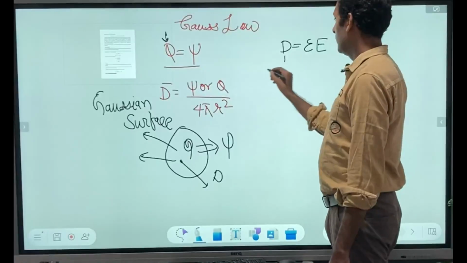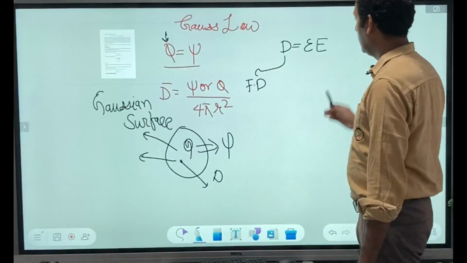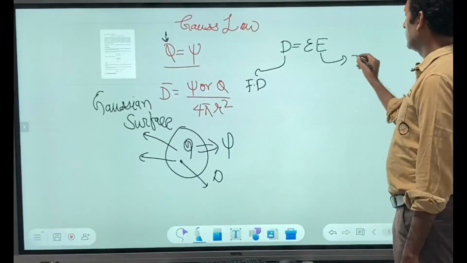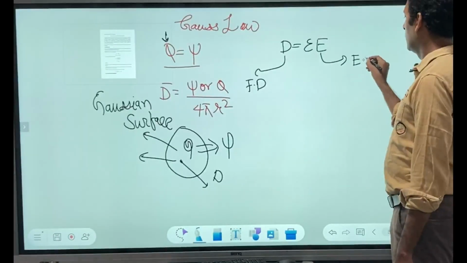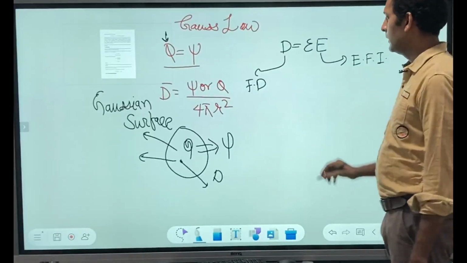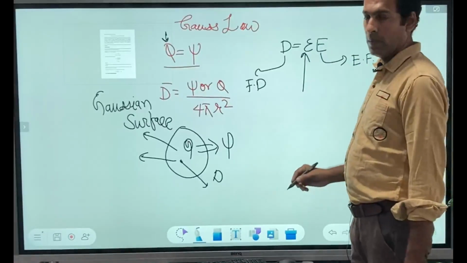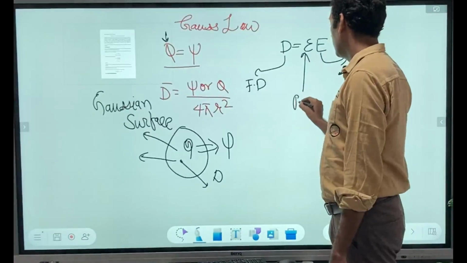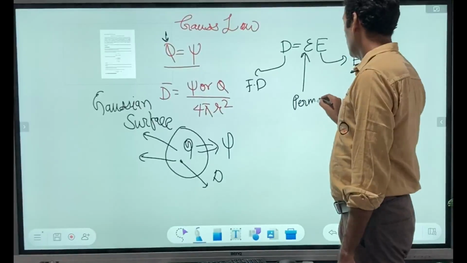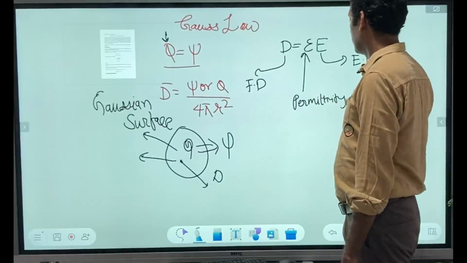where D is the flux density and E is the electric field intensity. Both of them are related with each other by epsilon, that is nothing but permittivity of the medium.